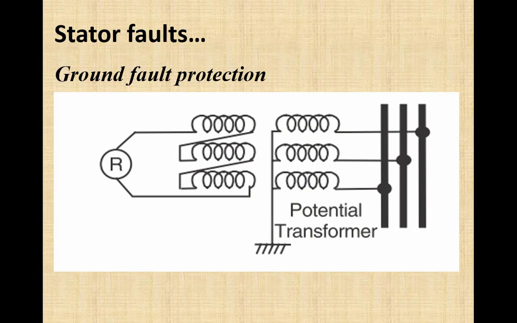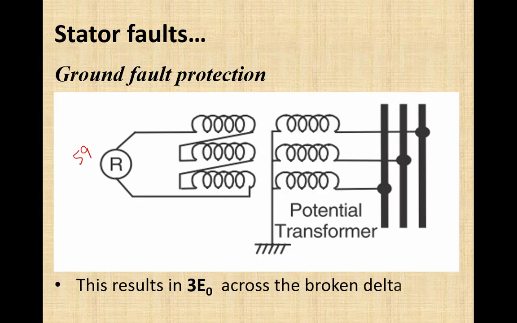Here you can see how the VTs are connected to detect a ground fault. The primaries are Y grounded and secondaries are connected in broken delta. So here this relay will be a voltage relay. 59 is the standard designation number for our voltage relay. And in case of line to ground fault, this voltage relay would detect a zero sequence voltage, which is 3 times the zero sequence voltage, that will appear across these broken delta points.